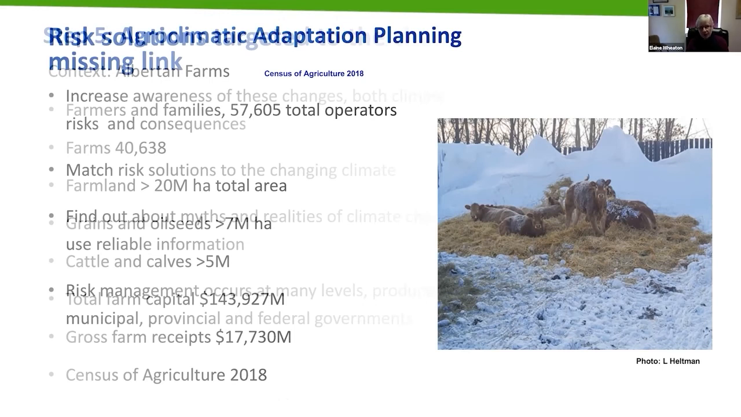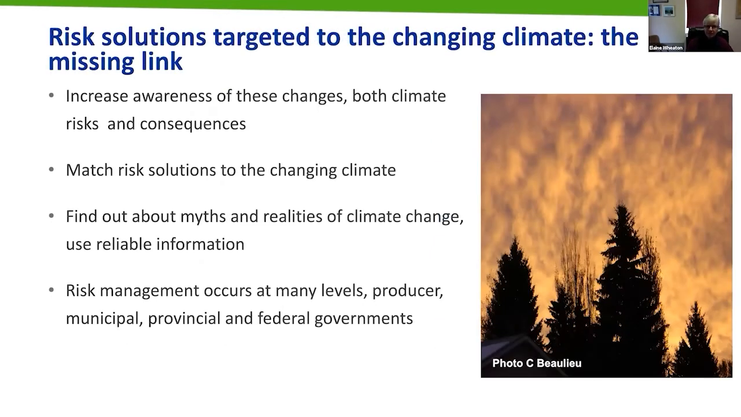So we really have to target and identify risk solutions to the changing climate. If we don't target them and take into consideration what aspects of climate are changing and what impacts they're expecting, we're not doing a sufficient job. So number one, increase awareness of these changes is really required. Don't expect to have the same growing season lengths. Don't expect to have the same sort of heat units. So that matching is really needed.